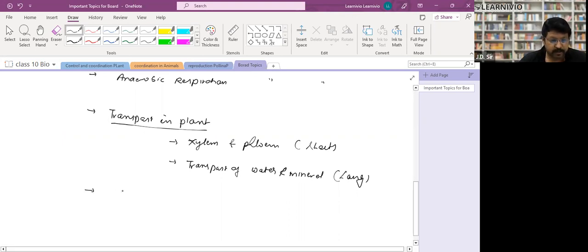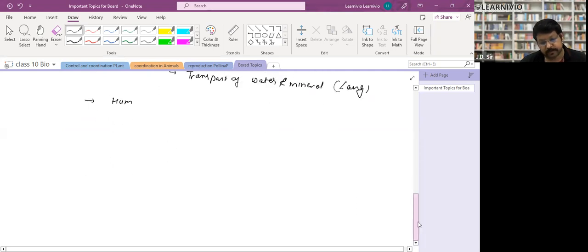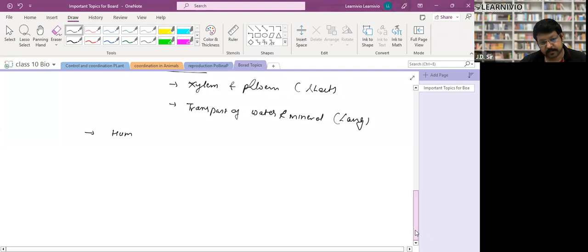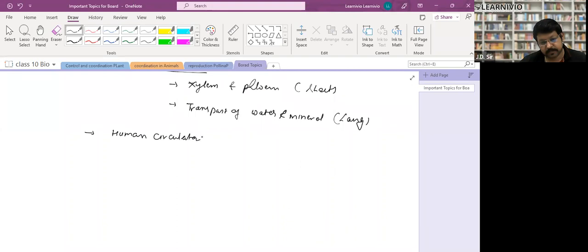Then transport in humans, again a life process. When we talk about the human circulatory system, you can ask me anything where you feel there is a doubt. In the human circulatory system, what can be the important question? There is a question of double circulation. What is double circulation?